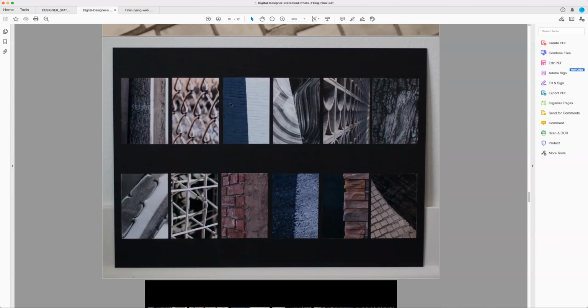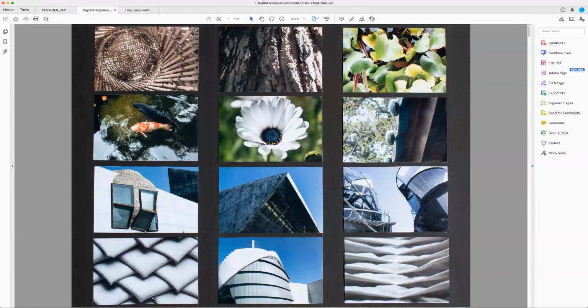Let's go to the next one. Okay. Here's another person's board. Again, very different aesthetic. And if we read the designer statement, we would see that they're coming and approaching design from a very different place, which everyone is. So the photo should be representative of that.